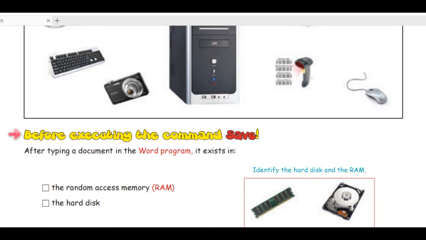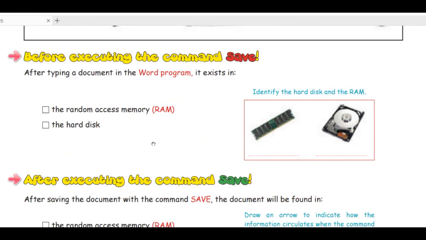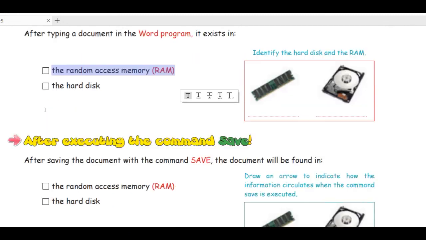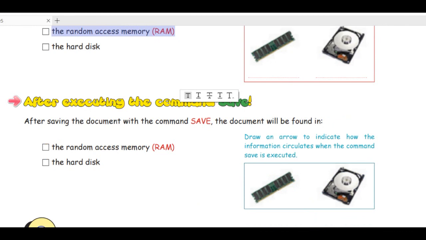a question is asked concerning, before executing the command save, where the program or the document you type exists. Of course, it is in the random access memory and not the hard disk. And after executing the command save, the document is on the hard disk.